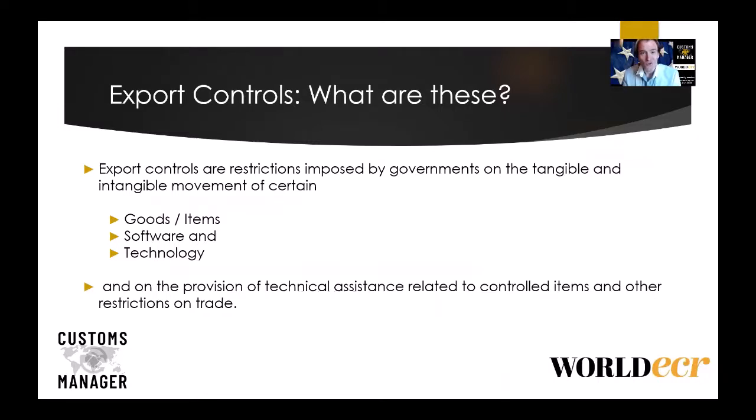So export controls, what actually is export controls? Well, in the broadest sense, and this is just a high-level presentation, so we have to look into the details a little bit later, export controls at their very highest level are restrictions imposed by governments on the tangible and intangible movements of certain goods, items, software, and technology, and the provision of technical assistance related to controlled items, and also there are other restrictions on trade. So to unpack all of what I've just said is already quite a lot.